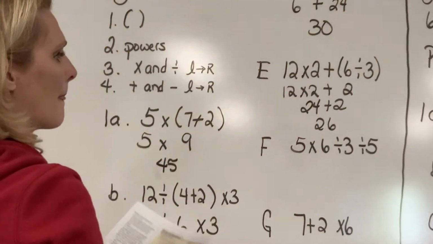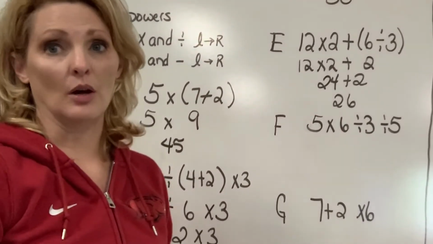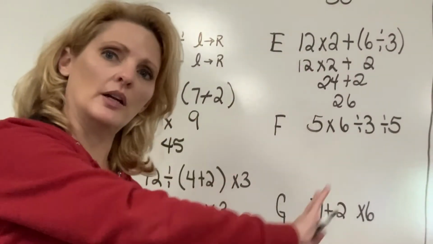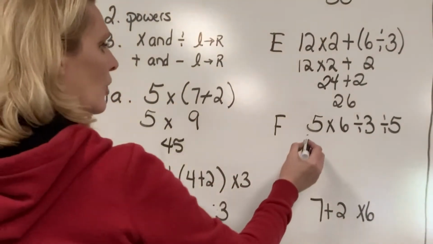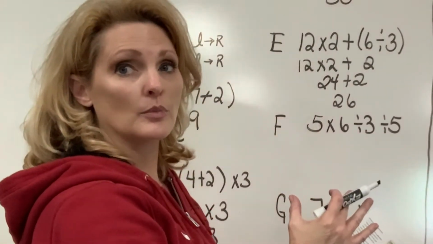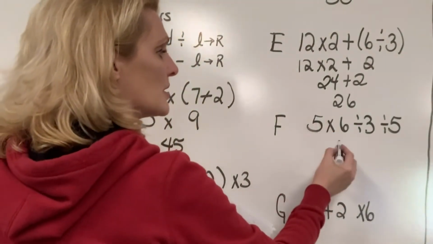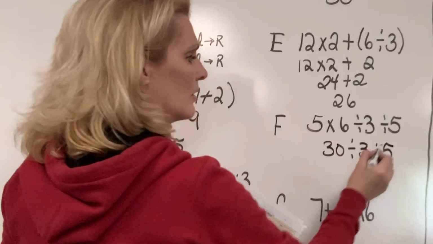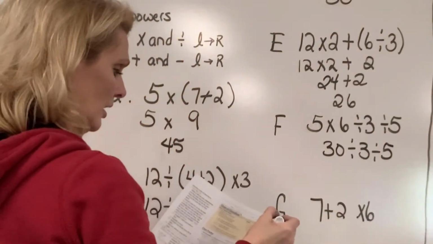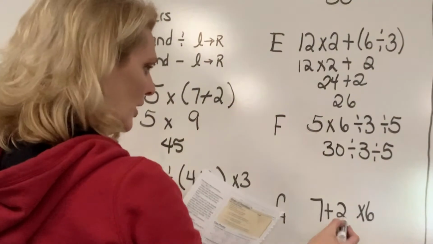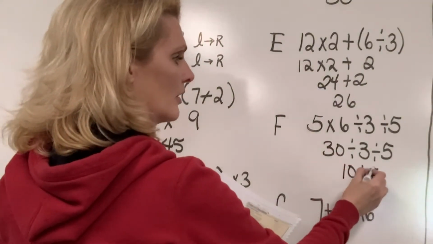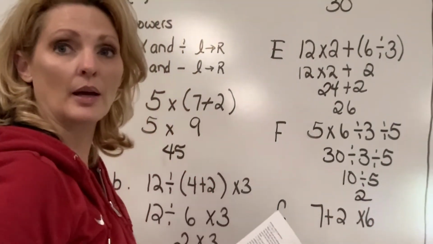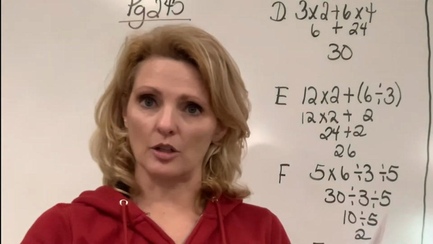Okay, F. Do we have parentheses on F? No, we don't. Do we have powers on F? No. So we're just strictly multiplying, dividing across. Okay? So, have to do one section at a time. So, 2 numbers only. 5 times 6 is 30. Okay? Then you say 30 divided by 3 is what? 10. So 10 then divided by 5 is 2. Okay? Just take it one little section at a time.